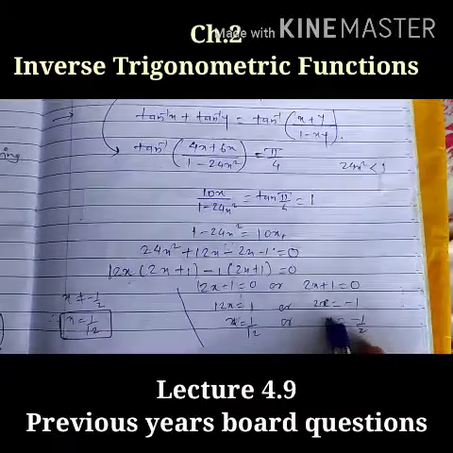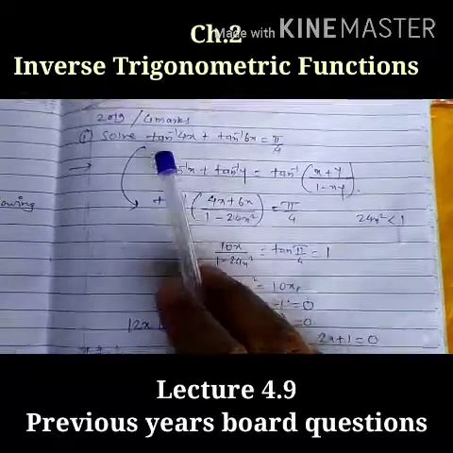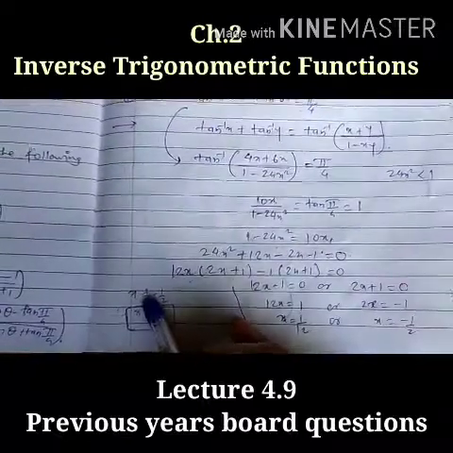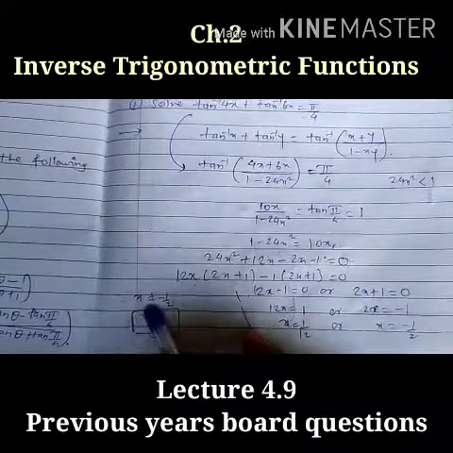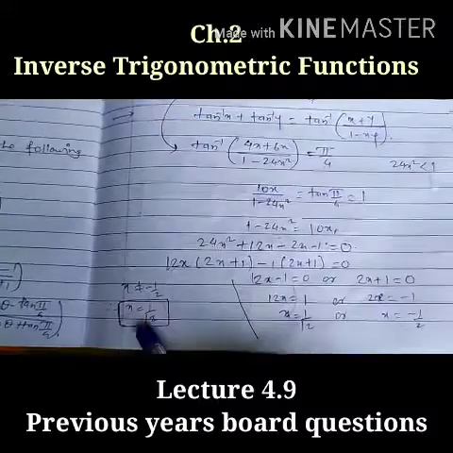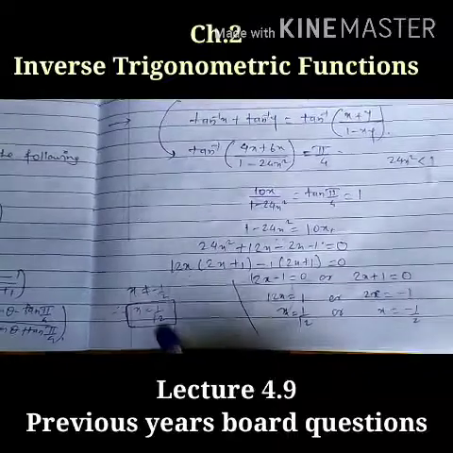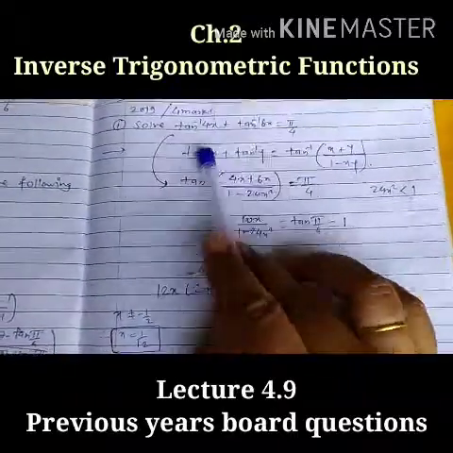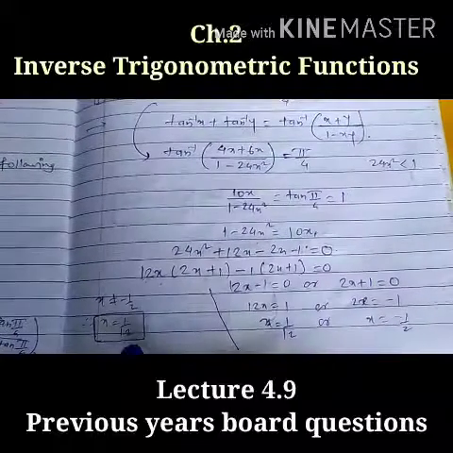If we put x equals minus 1 by 2, it will not satisfy this equation. So we will not take this value, x is not equal to minus 1 by 2. So the remaining value x equals 1 by 12 satisfies the given equation. So after solving this equation, we are getting the value of x as 1 by 12.